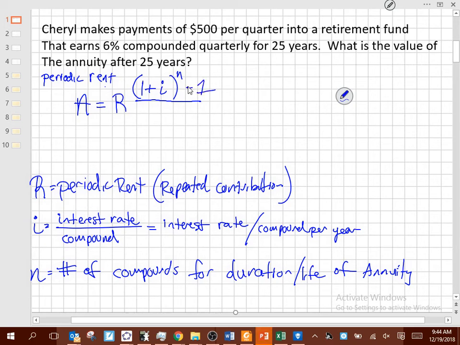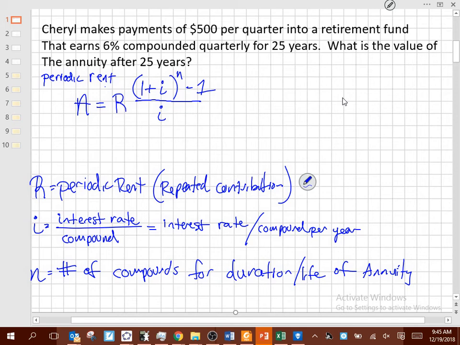We'll subtract 1 from that, and then we divide by that same i again. Okay? And that will give you an idea of, if I keep making payments, basically 4 payments every single year for 25 years of $500, and I'm earning interest off of each of those investments and the old investments that are already in there.